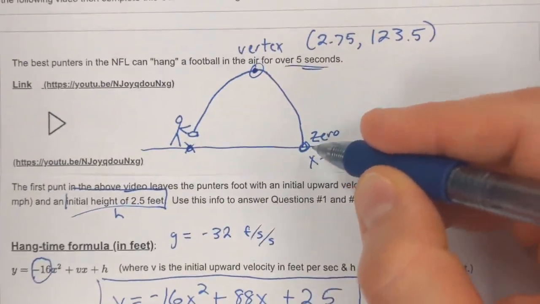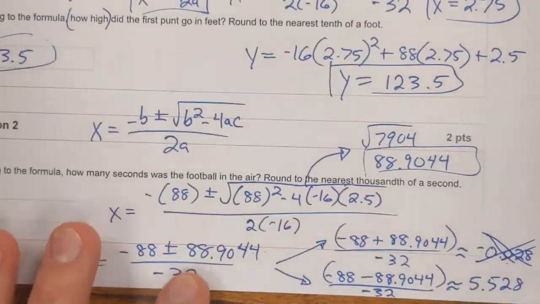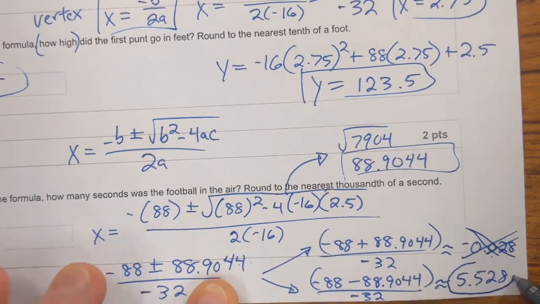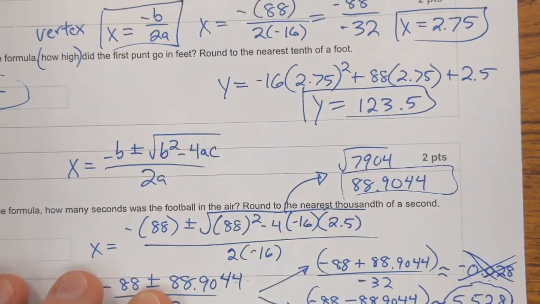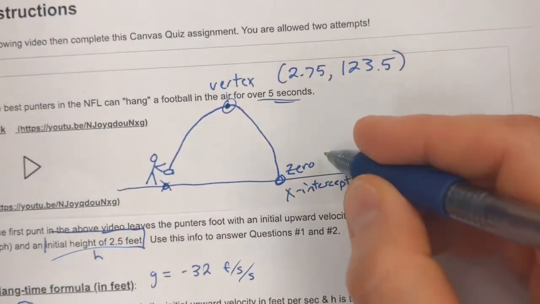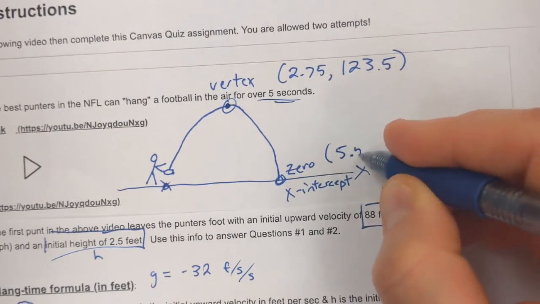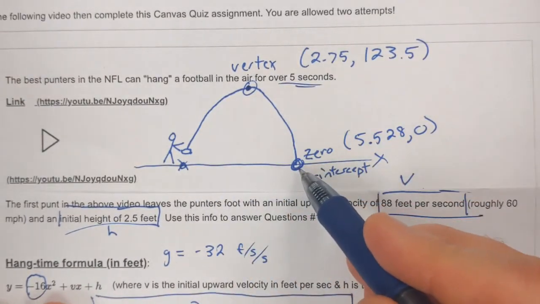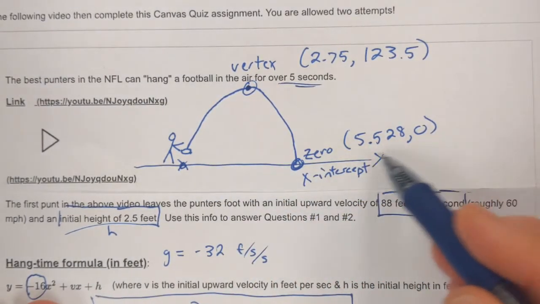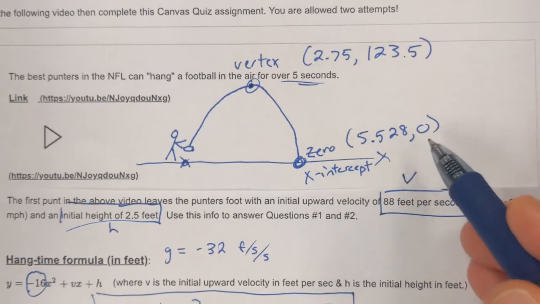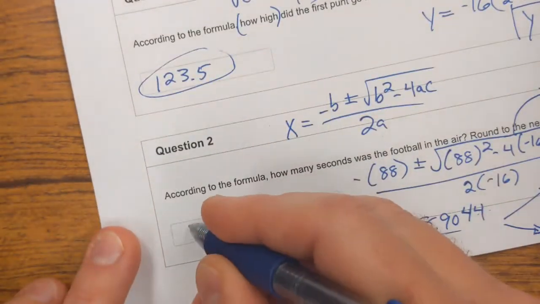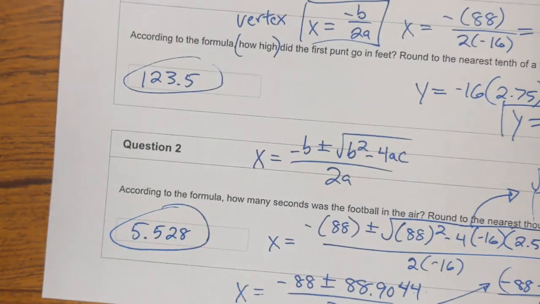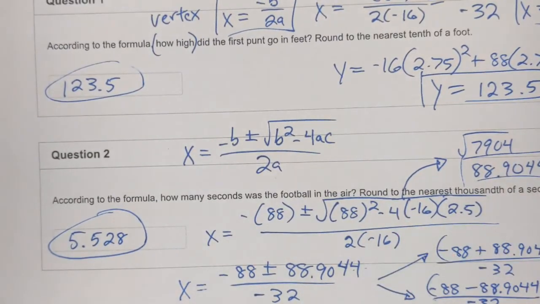We're interested in this positive 0 over here. Now that one comes out really fantastically to 5.528. So this point up here on my graph would be at 5.528 comma 0. That's where the football touches the x-axis. Well, that's the same thing as when the football hits the ground. The football hits the ground 5.528 seconds after it was punted. And that is a really impressive hang time, 5.528.